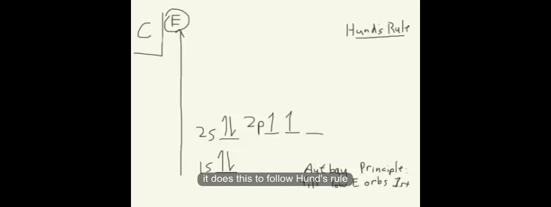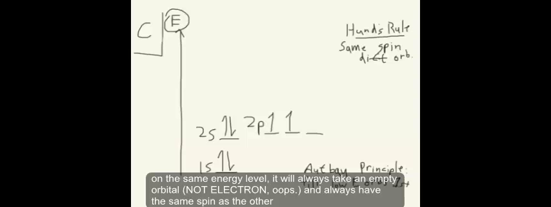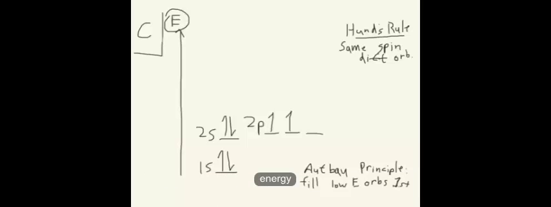It does this to follow Hund's rule, which is that if you put an electron in and it has a choice about where to go on the same energy level, it'll always take an empty orbital and it'll always have the same spin as the other electrons of the same energy. Electrons like to spread out if they can.